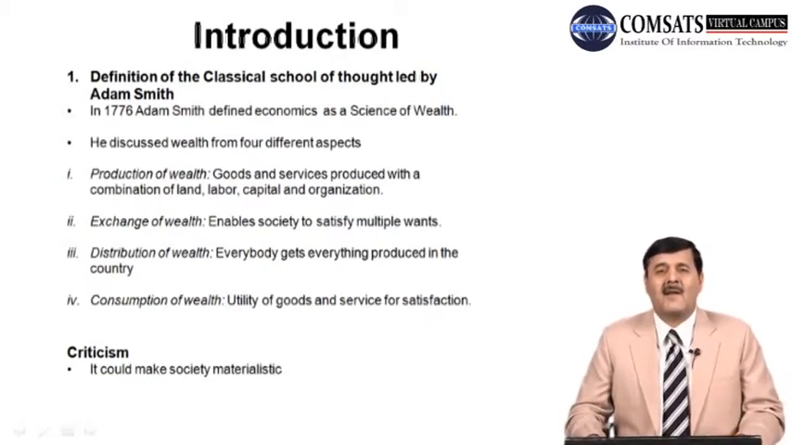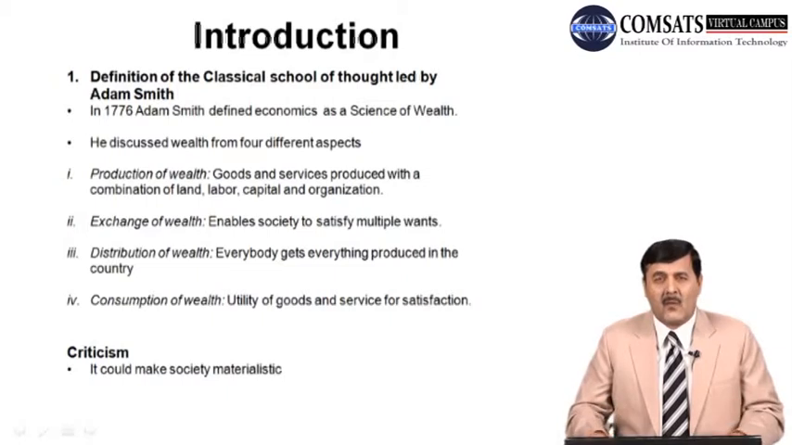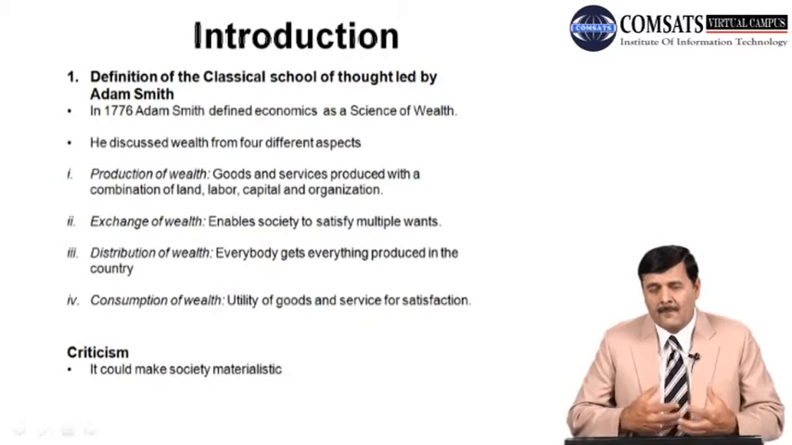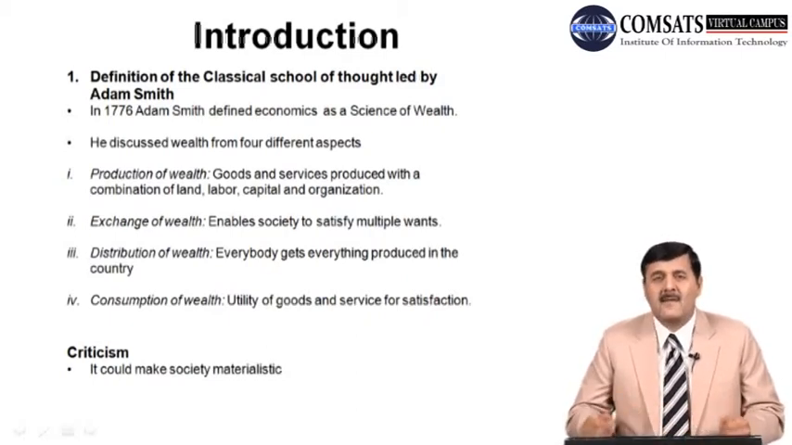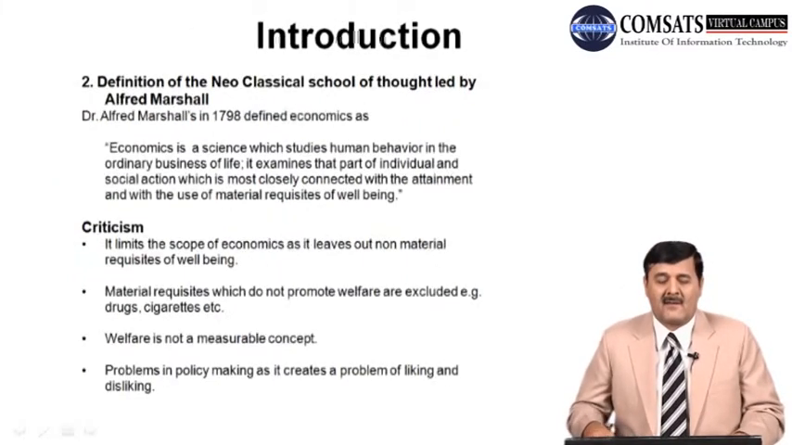So Adam Smith basically said that economics is a science of wealth, and it has four parts: production, exchange, distribution, and consumption of wealth. His definition was criticized by different economists, different schools of thought, and they said that it could make society materialistic. It can make individuals greedy. When you talk about wealth, internally every individual can think that they should have more wealth. They can try to get the maximum wealth, money or income. So it makes society materialistic. This was the biggest criticism.